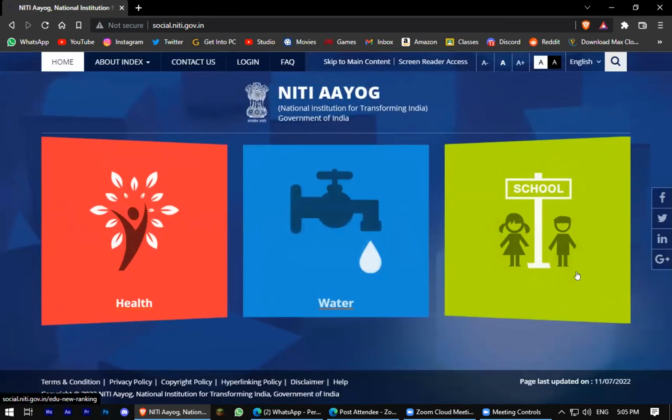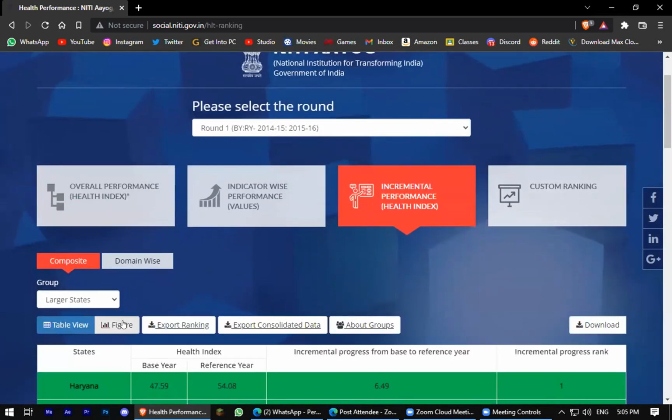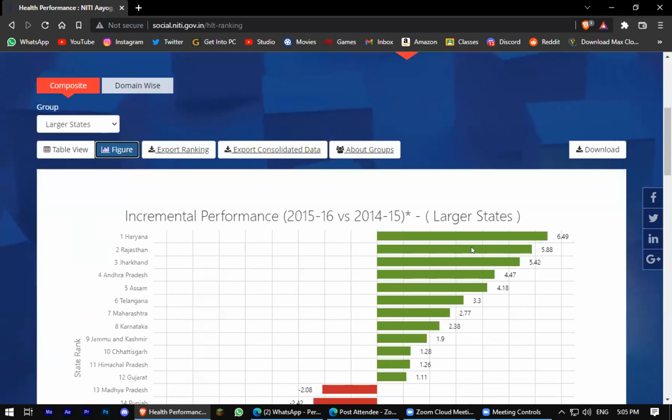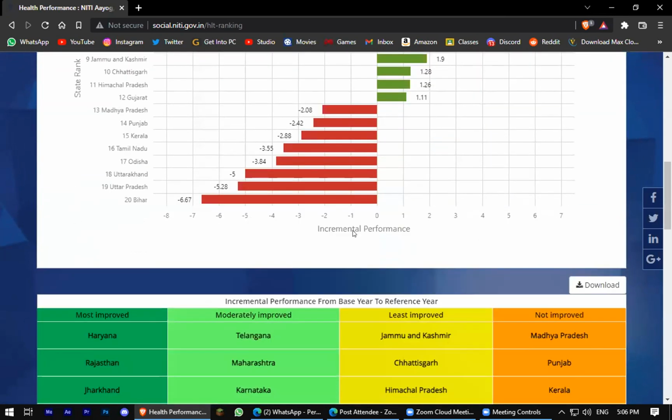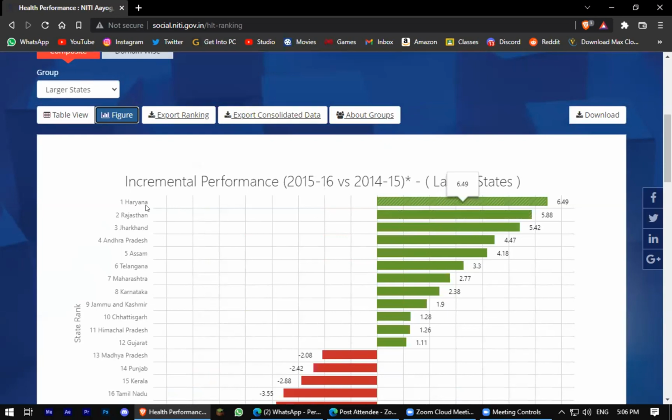you can get so many things: water, school education and all. Here we are focusing, today we are discussing more on this. That is why you can get in terms of figures, Haryana 2015-16 versus 2014-15. Okay, this, that is Haryana was on top, 6.49.